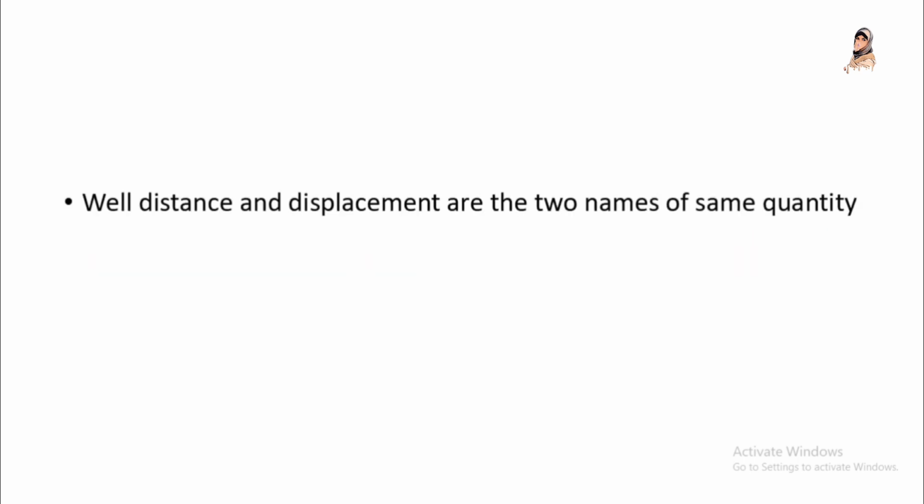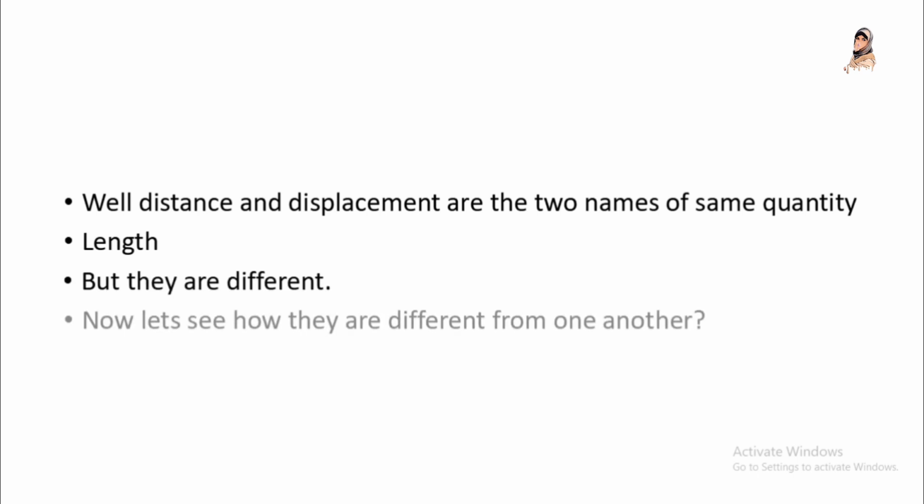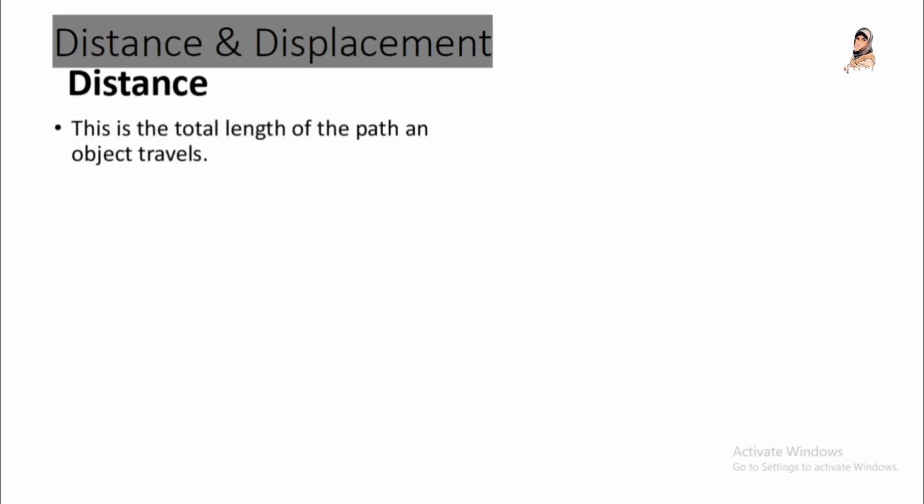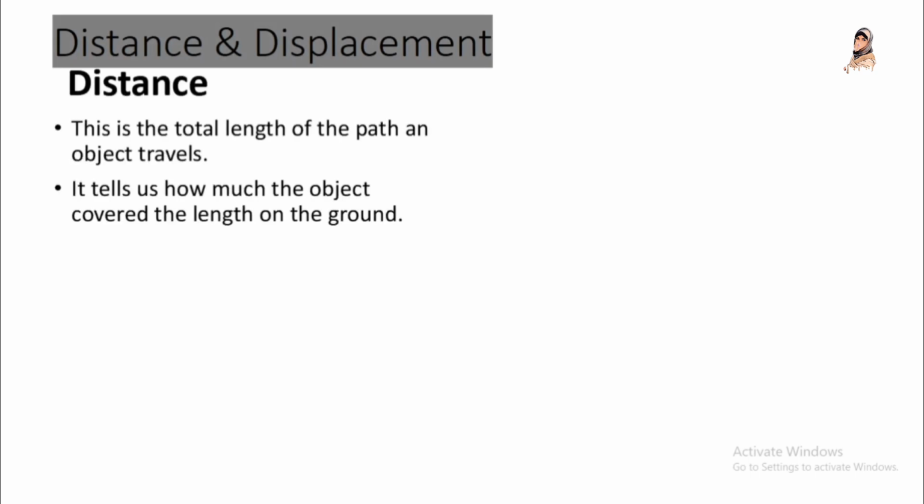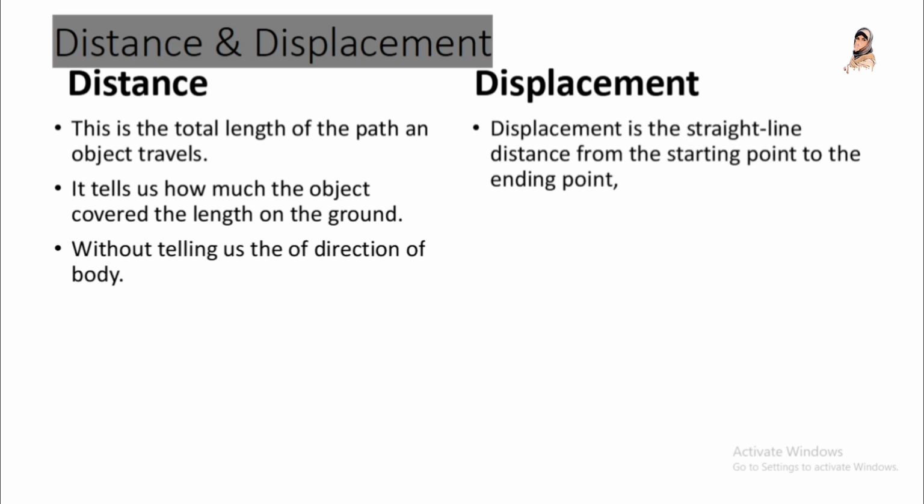Well, distance and displacement are the two names of the same quantity, that is length, but they are different. Now, let's see how they are different from each other. Well, distance is the total length of the path an object travels. It tells us how much length the object covered on the ground, without telling us the direction of the body. While displacement is the straight line distance from the starting point to the ending point, along with the direction.